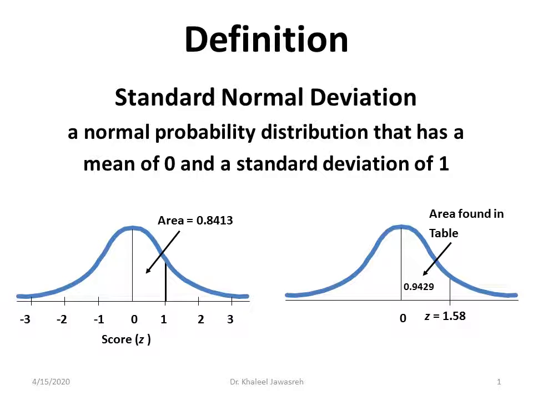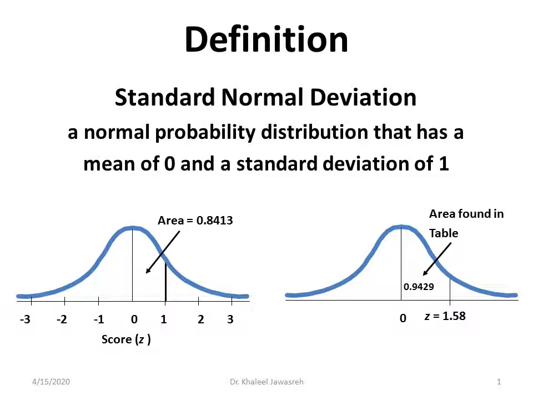Now we have some definitions. The standard normal distribution is a normal probability distribution that has a mean of 0 and a standard deviation of 1. This is a repetition, but these are the main characteristics of the standard normal curve, with a mean of 0, sigma equal to 1, and a total area equal to 1.